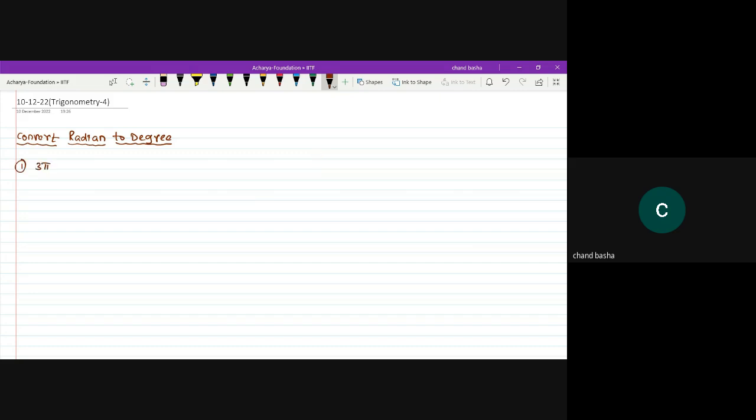First one, 3 pi by 4. I'll try to discuss a few of the things, guys. As you know, pi means 180. 3 divided by 4 into 180. 180 divided by 4 is 45. 3 into 45, that is equal to 135 degrees. This is what he has given.